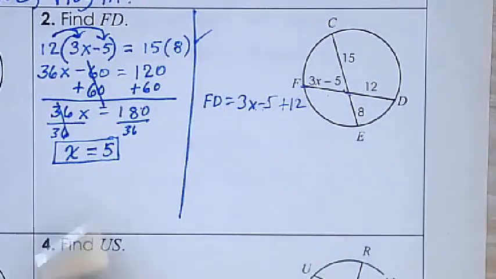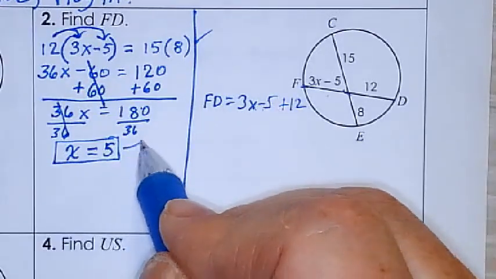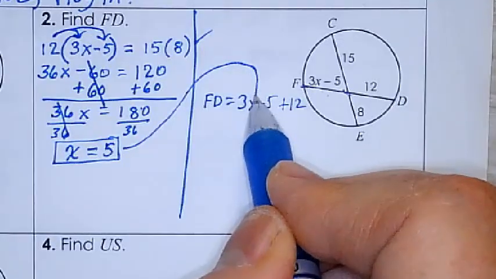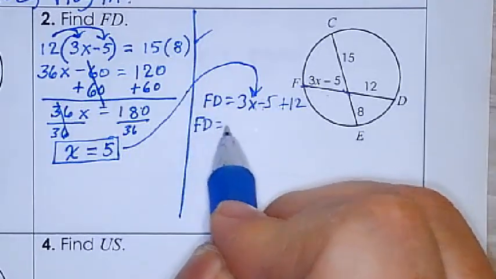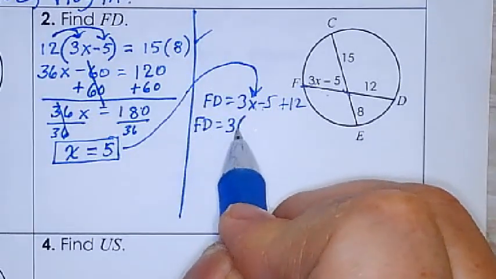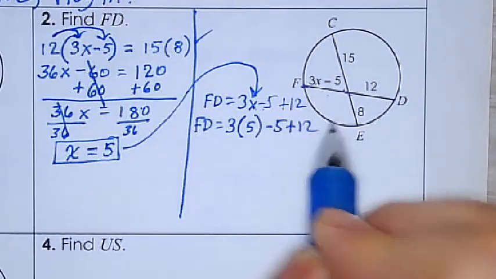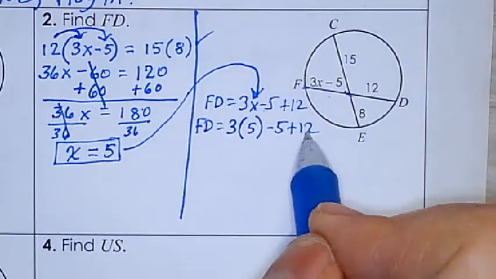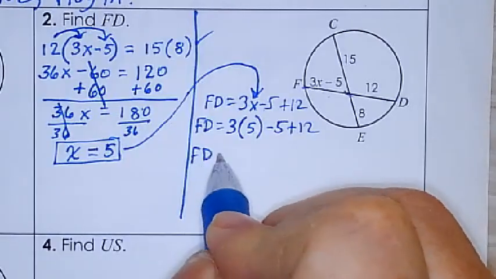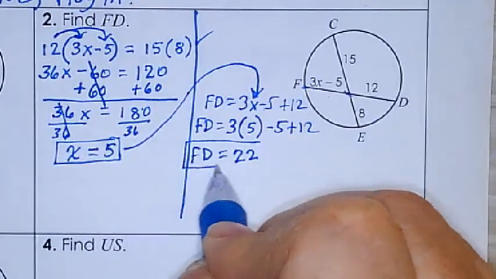Or you could just take our plug-in value and substitute it where x is. So the distance from F to D is just going to be 3 times 5 minus 5 plus 12. And just use the calculator, complete calculator work. Just go 3 times 5 minus 5 plus 12, which is, it is exactly what you said. That's exactly.